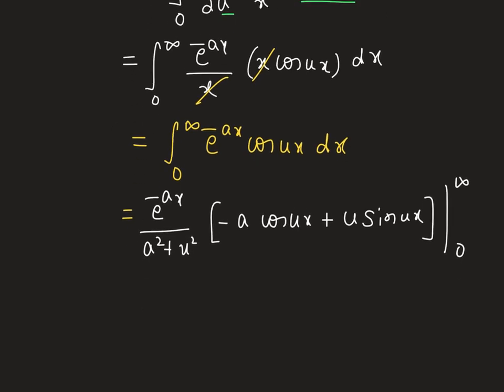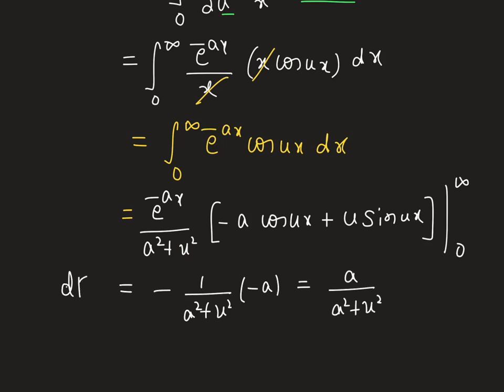Apply upper limit, it gives 0. Apply lower limit, minus 1 by a square plus u square, and in the bracket we get only minus a, because cos 0 is 1, sin 0 is 0. So it gives us a divided by a square plus u square. But this is not a Fourier sine transform, it is a derivative of that. So we have dFs of u by du.